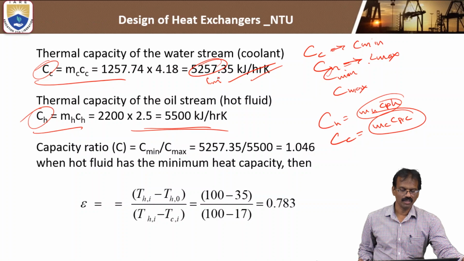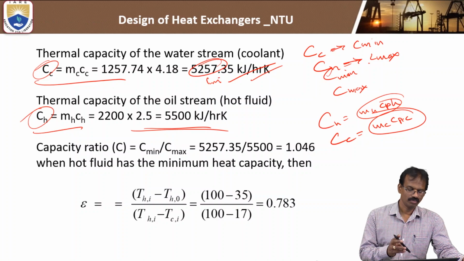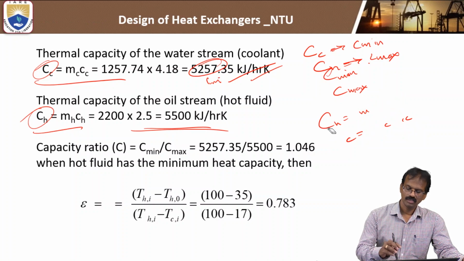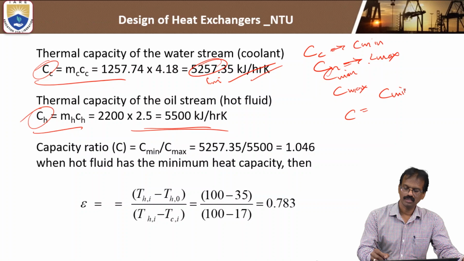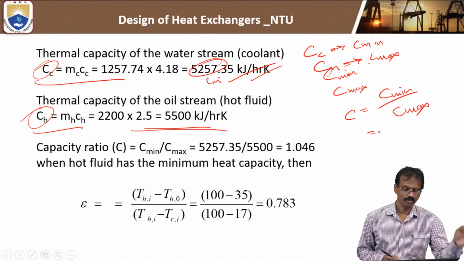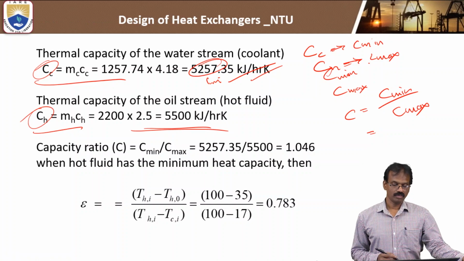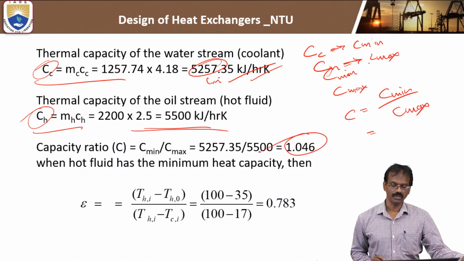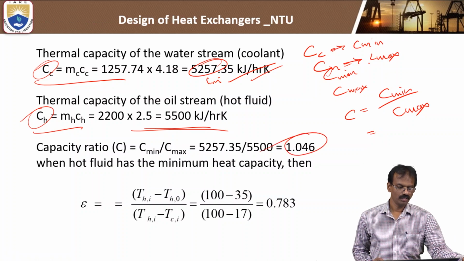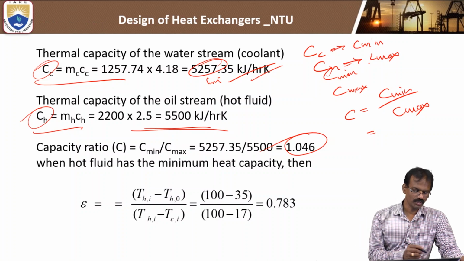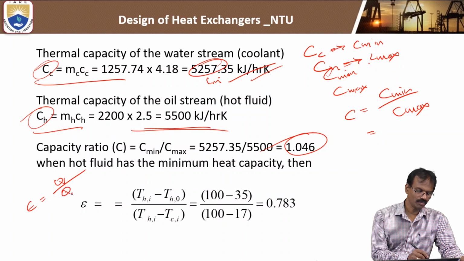Then you know the formula: C is nothing but C minimum by C maximum. C is equal to C min by C max. So C min by C max is nothing but 1.046. Then you have to find out the effectiveness. Effectiveness is equal to the actual heat transfer by the maximum possible heat transfer, Q max.